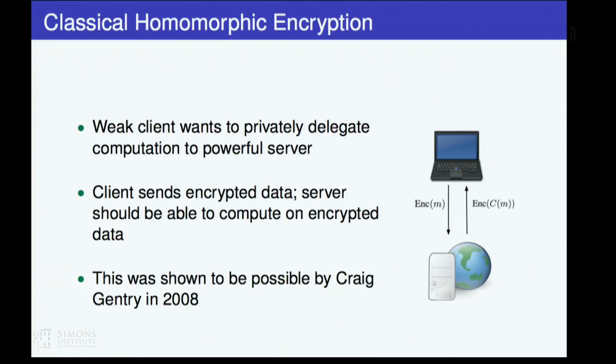This question has been well studied classically and is called classical homomorphic encryption. In the classical setting, the client would like to delegate a computation to a server, and the client is a weak machine while the server is much more powerful. To do so, the client sends over encrypted data, and the server should be able to compute on the encrypted data. This was first shown to be possible by Craig Gentry in 2008.